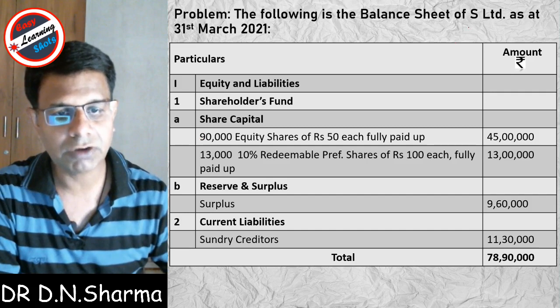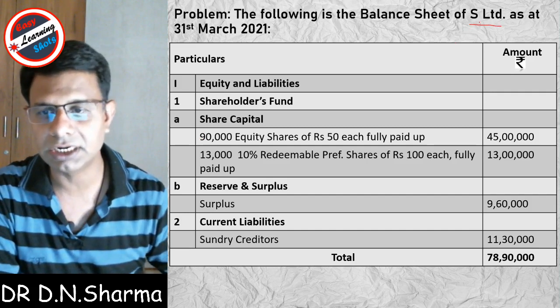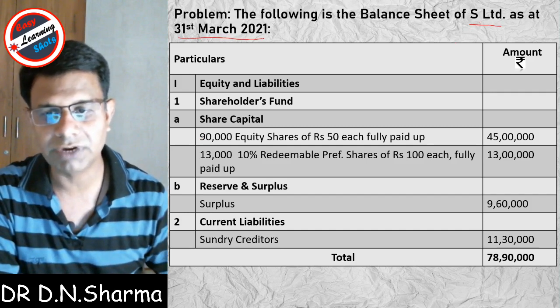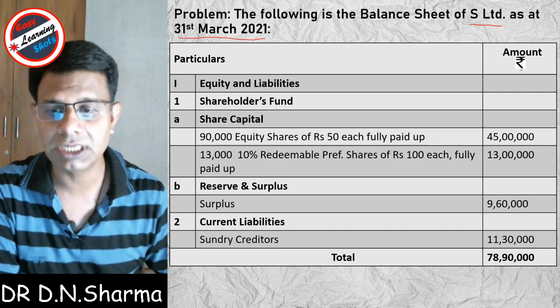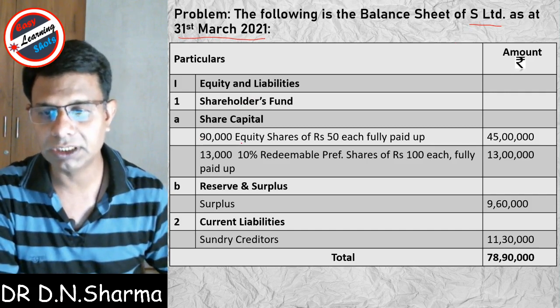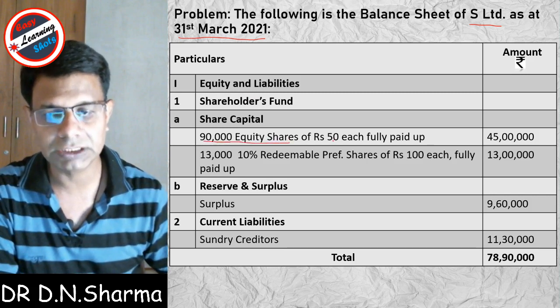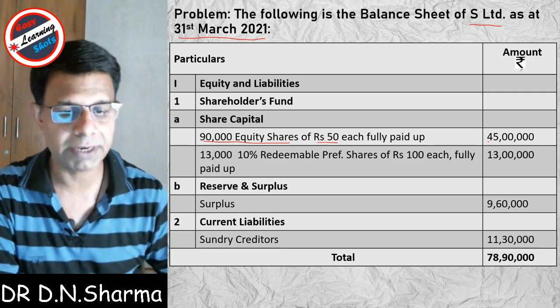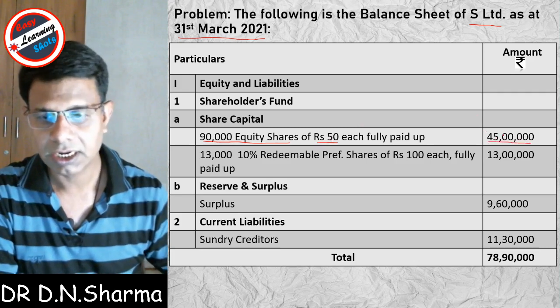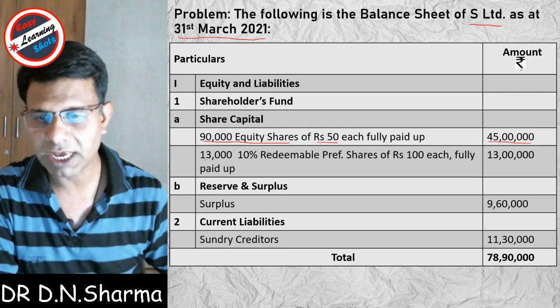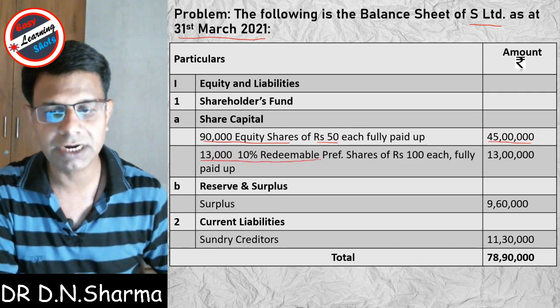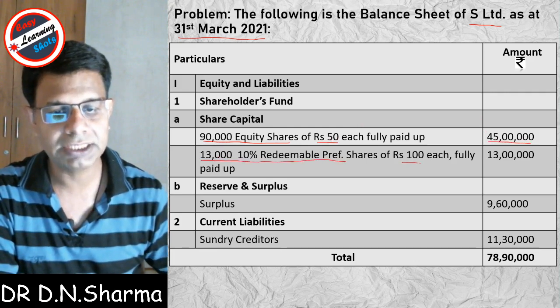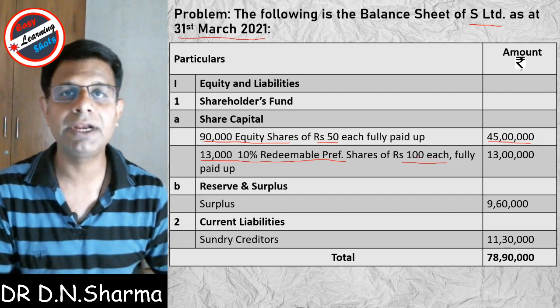Here the balance sheet of S Limited is given as at 31st March 2021. This is the closing balance sheet, and under equity and liabilities we have 90,000 equity shares of rupees 50 each. Now 50 is the face value, and we have equity share capital of 45 lakh. In redeemable preference shares we have 13,000 10% redeemable preference shares of rupees 100 each. Now they are fully paid up and called up.